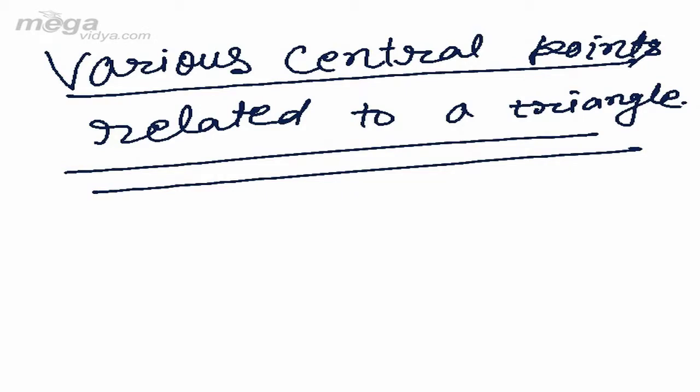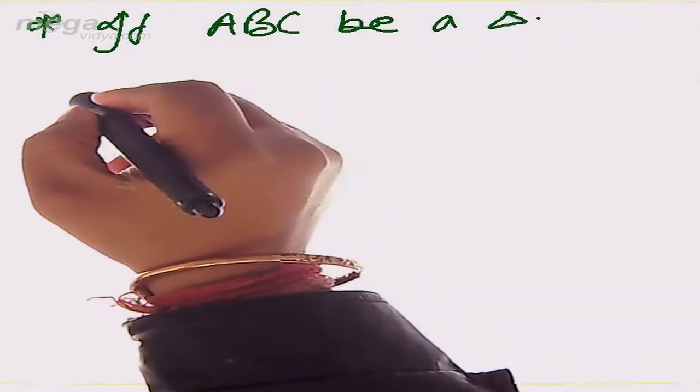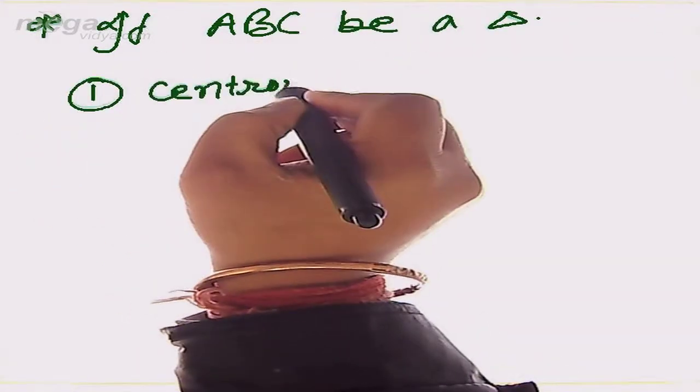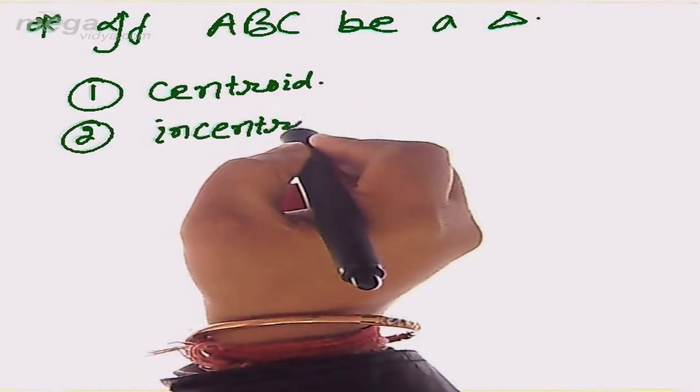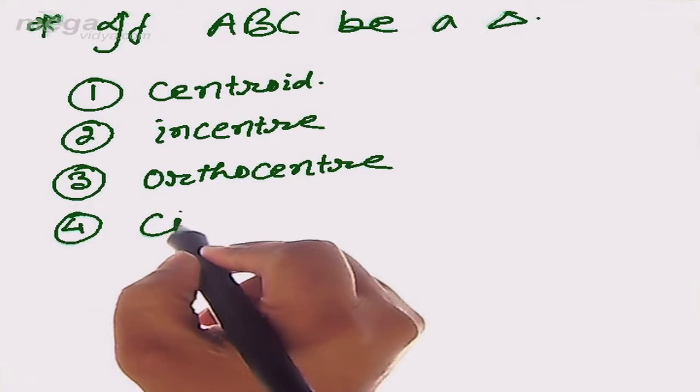Various central points related to a triangle. There are mainly four types of points. If ABC is a triangle, then those four points are centroid, incenter, orthocenter and circumcenter.